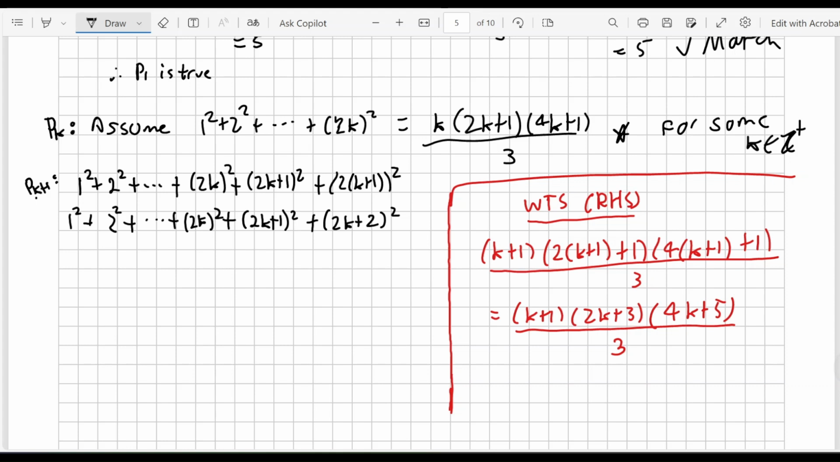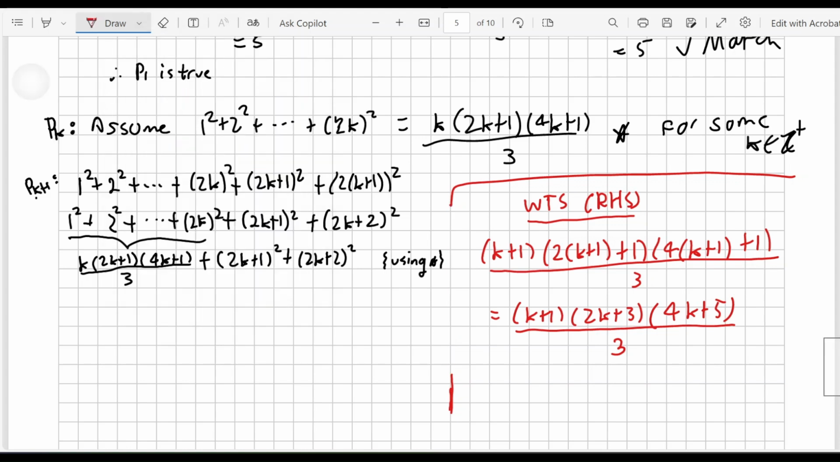All right, now we can use star. So all of this stuff will become what we said it would be. 2k plus 1, 4k plus 1 over 3. And then this bit here, I'm just going to leave not expanded yet. 2k plus 1 squared and 2k plus 2 squared. And then this is using star. Might give myself a little bit more room here.